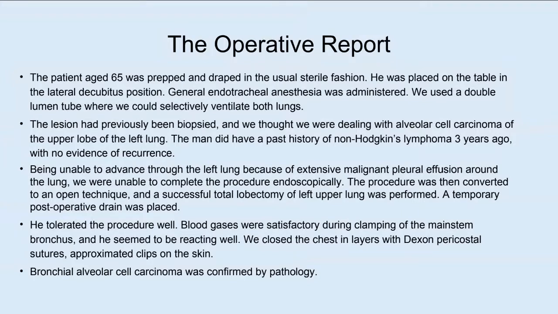He tolerated the procedure well. Blood gases were satisfactory during clamping of the main stem bronchus, and he seemed to be reacting well. We closed the chest in layers with Dexon pericostal sutures, approximated clips on the skin. Bronchial alveolar cell carcinoma was confirmed by pathology.